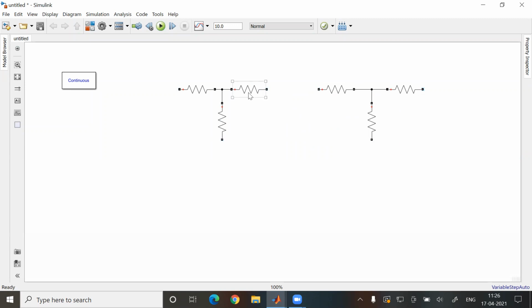Now this is your one network. I've taken that as a T network, and this is your another network, right? This is network 1 and this is network 2. Now for connecting it in parallel, what you have to do is connect this with this. It's better if I draw up and down.